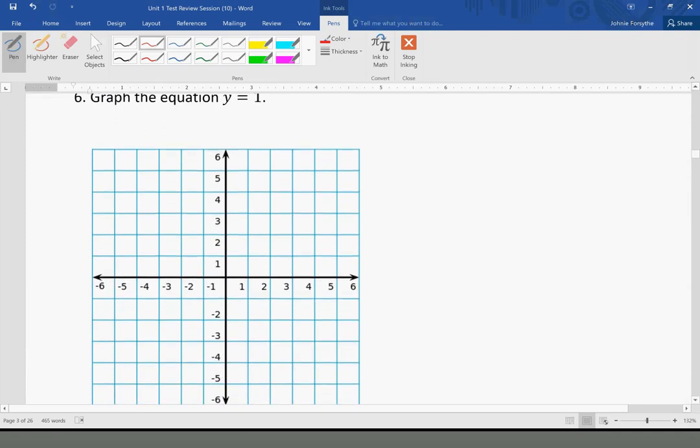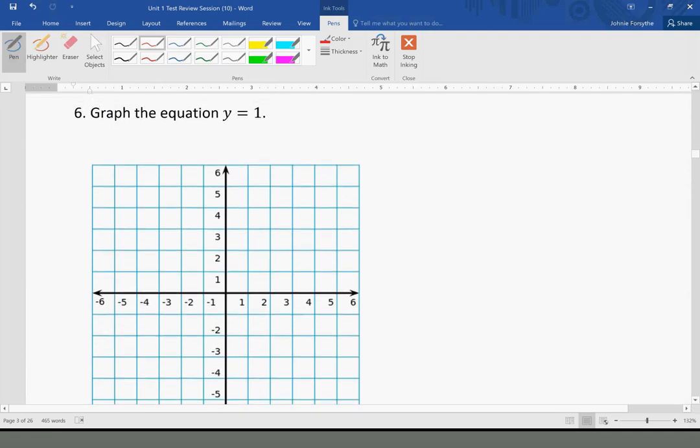Now graph the equation y equals 1. Remember, y equals 1 is crossing through the y-axis. And where's the y-axis? Right, the vertical axis here. So y equals 1. Let's go to 1 on the y-axis. We're going to draw a horizontal line going through y equals 1. And that is your equation.